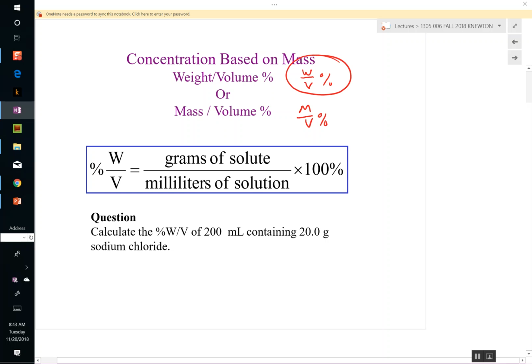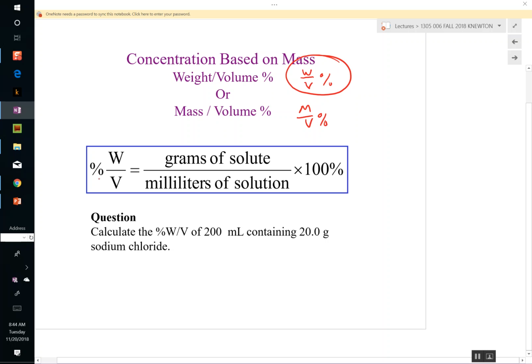So you're going to just hear me say weight volume. I don't know what Newton does. I haven't looked into Newton to see what they do. Do they use W over V? Anybody seen it yet? Okay, well, let's just be aware that if you see mass volume percent, you're talking weight volume percent. Those are the same thing.